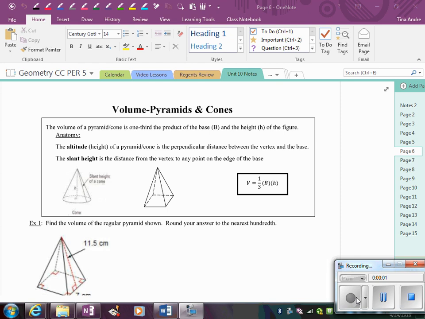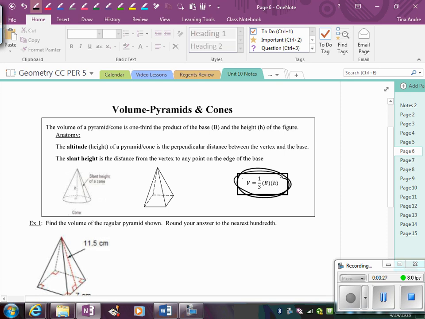In this lesson, we're going to learn about the volume of pyramids and cones. So the first thing we need to look at is what important information or dimensions you need to know from a pyramid or a cone. So the volume is 1/3 the product of the area of the base and the height of the figure. So that formula is given to you right here.